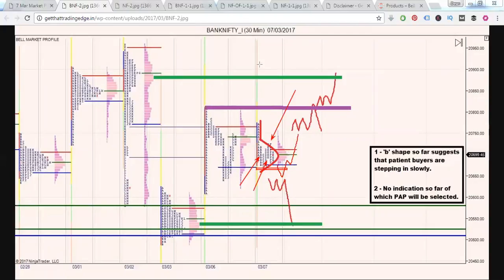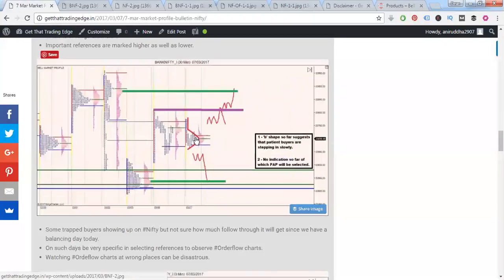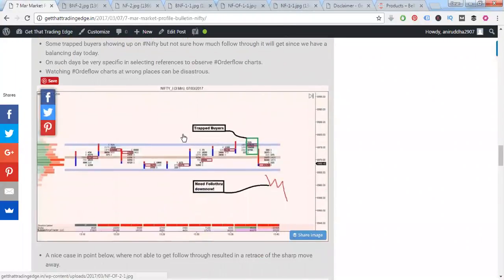Because of the low volume, it was increasingly difficult to expect this particular potential auction path to be followed. But we got that failed auction. Let's move ahead in our analysis. We'll see that we actually got that failed auction.